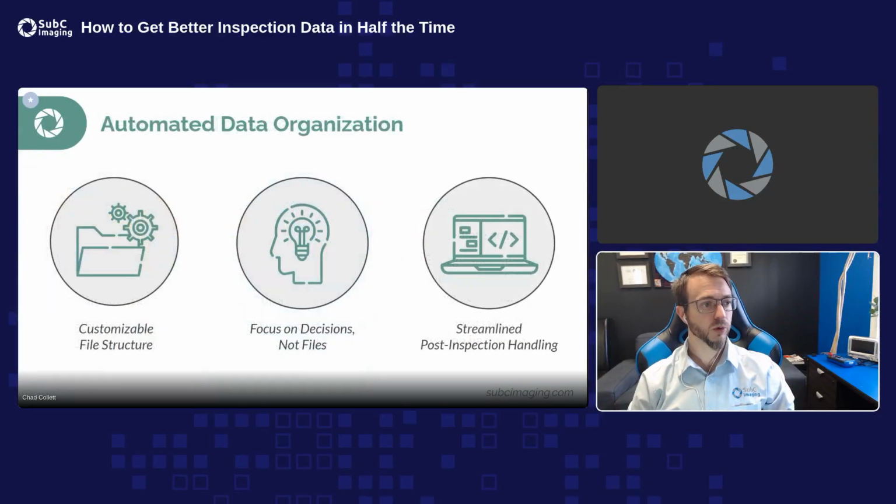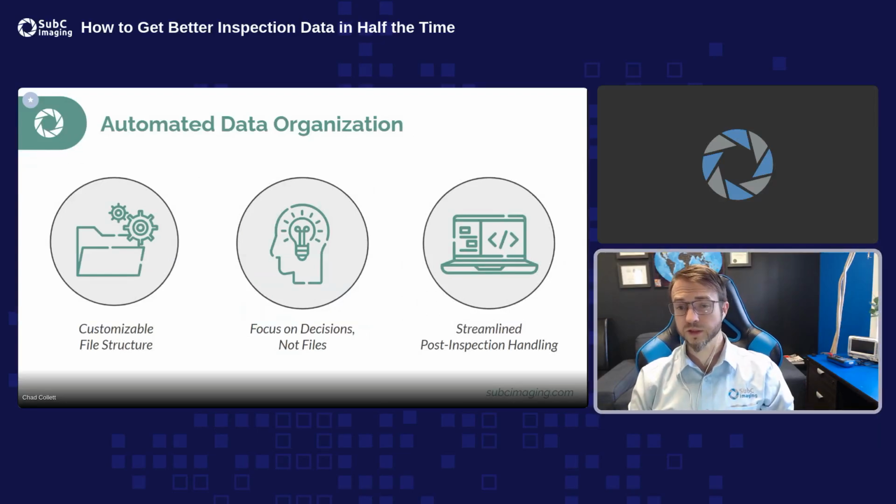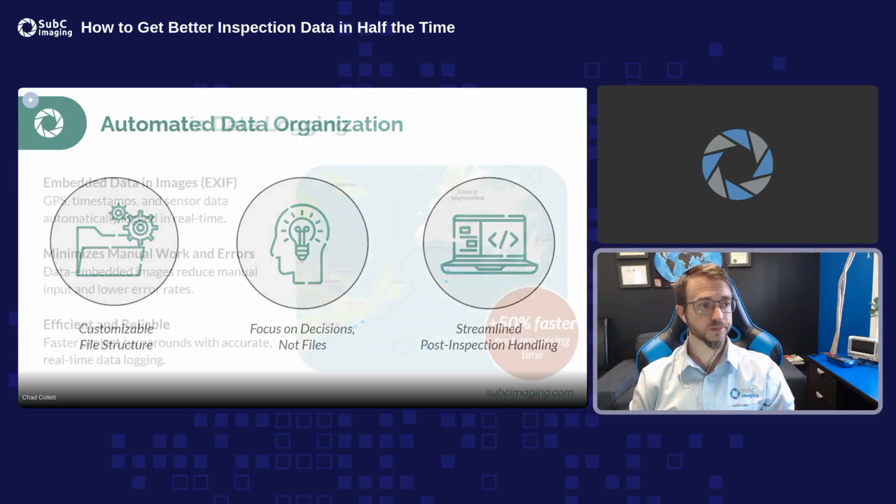And then we go a step further, and the system's automatically organizing all that data into customizable file structures. So if you have a certain way that the files need to be stored, you can set that up in a DVR very easily and have it stored that way for one customer. If you go do another inspection for a different customer or different deliverable, different project, you can set it up to store the files in a different way. And it's all about getting the data you need so you can focus on making decisions, not managing files.